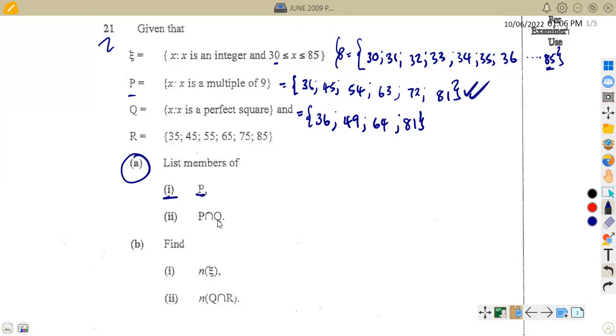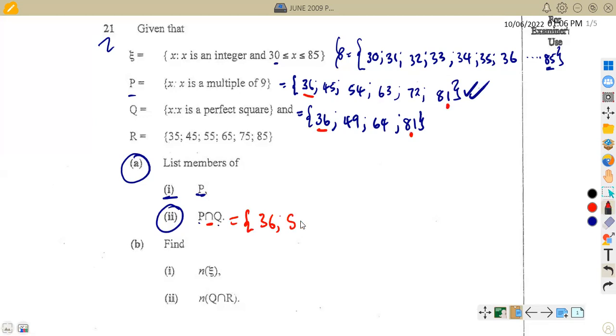All right, item 2, P intersection Q. We are listing what is in P and what is in Q. That is what intersection means. What we see in P, we also see those elements in Q. So we've got 36 and 36 here. So that is 36 here. What else? We've got 81 and 81.